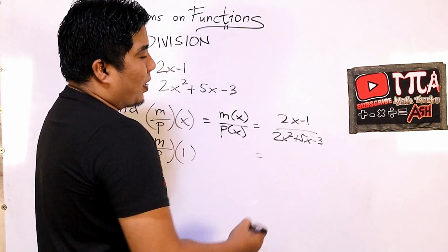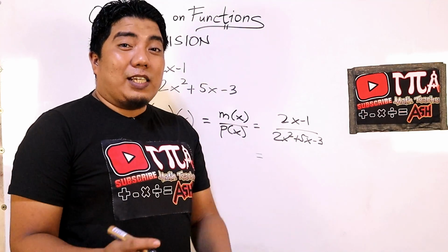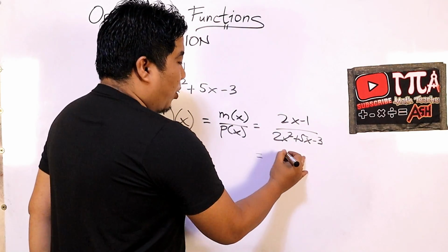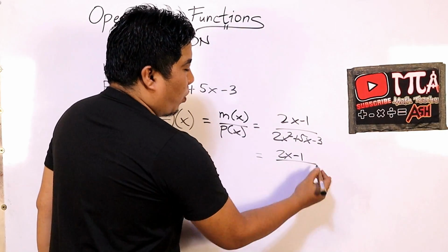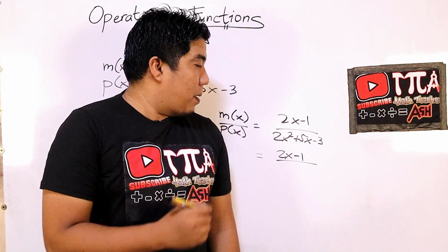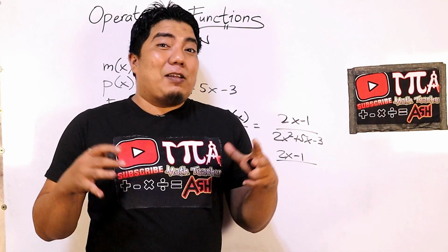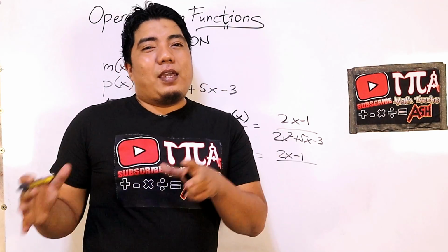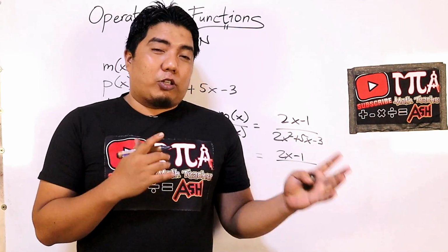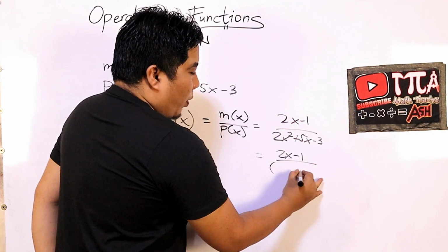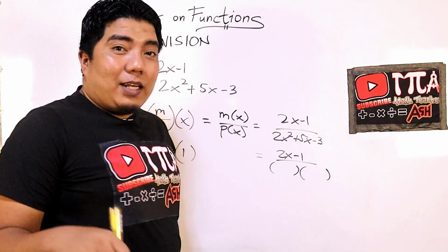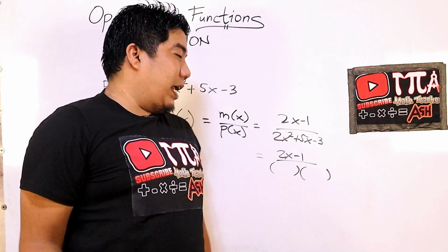And then you try to factor other parts of your fraction. As you can see here, 2x minus 1 is already in its simplest form, so you just write that one, 2x minus 1. While 2x squared plus 5x minus 3 can still be simplified. It can be broken down into factors. So how do we do this? We can apply what we have learned in the quadratic equation when you were still in grade 9.